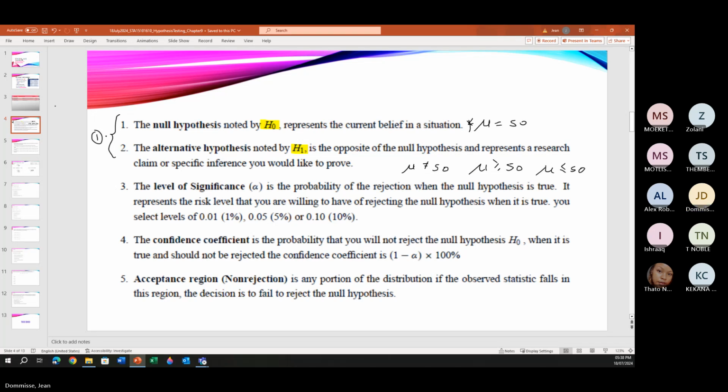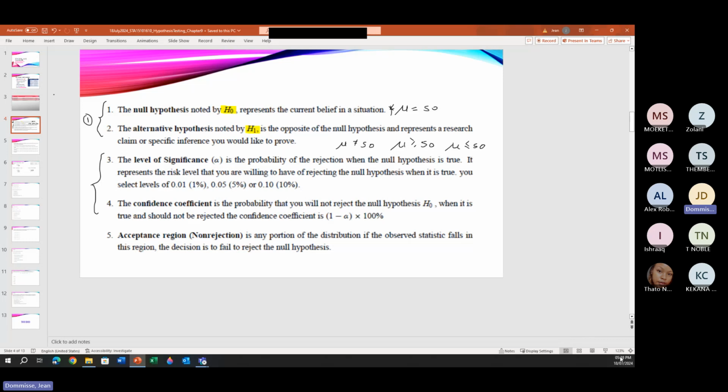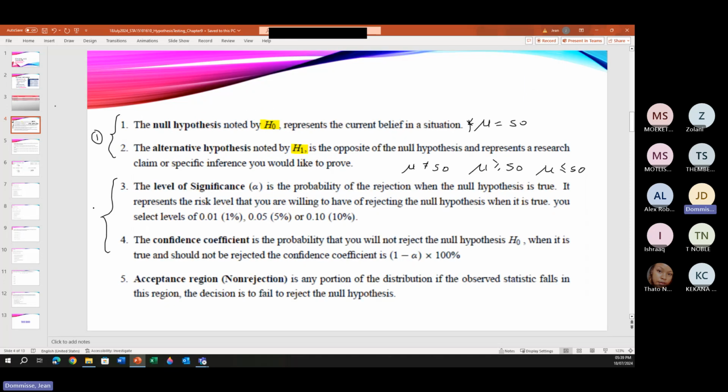Then the second one, which also goes together, is step 3 and 4, where we look at levels of significance, again linking to what we did in the previous study unit on confidence intervals.